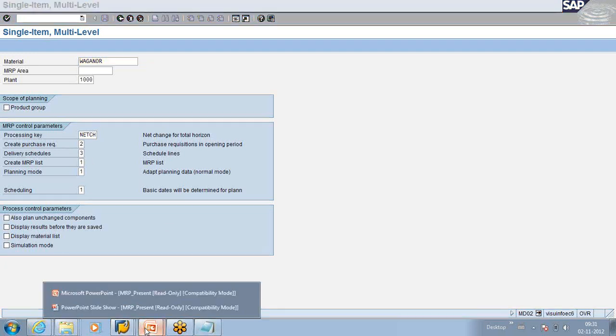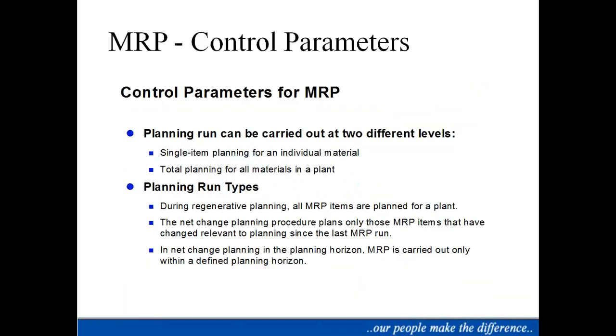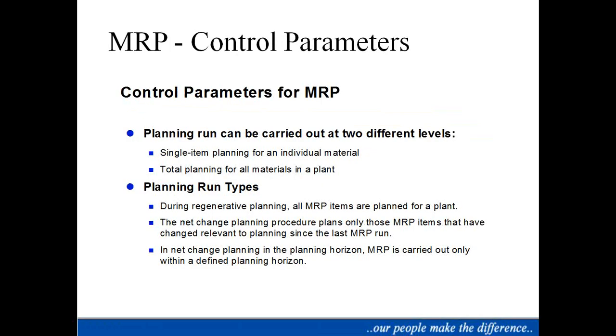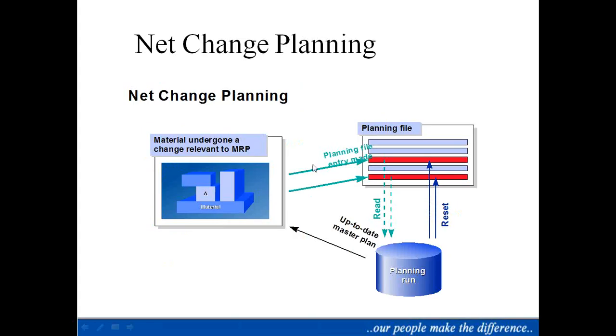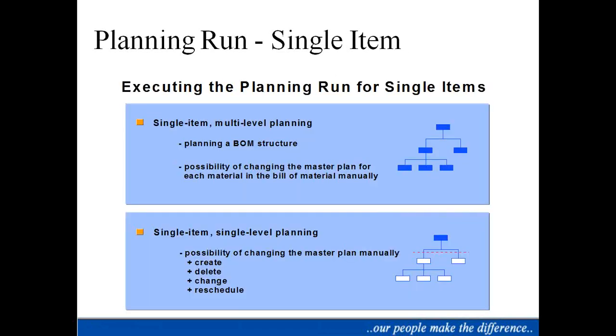Now, coming back to our PowerPoint. We discussed the control parameters and process control parameters, right, Chandra? And of course, we had a glance earlier at what is meant by the planning file, and what will happen when we run the MRP. And the planning horizon, I hope it is clear to us now. And where we are going to define it, we have also run through.